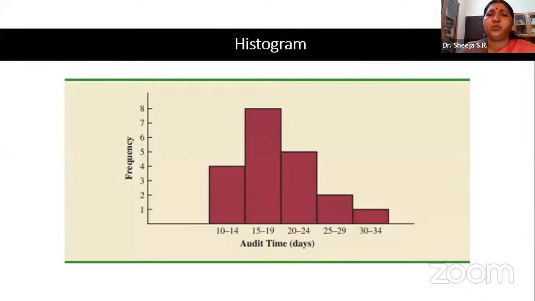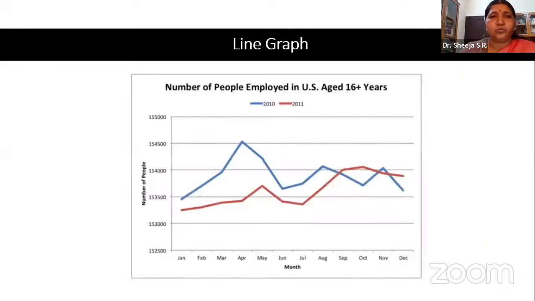Then we use a histogram. This is a histogram. Here, the time required for auditing for different firms is given. You can see that the largest number, almost 8 firms, require 15 to 19 days for auditing. However, 4 firms require only 10 to 14 days, and one firm requires 30 to 34 days. So you get an idea about the time required by different firms for auditing.